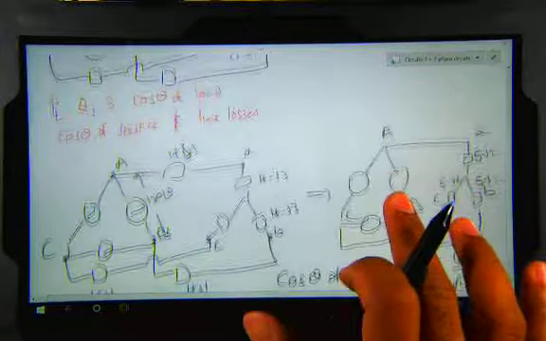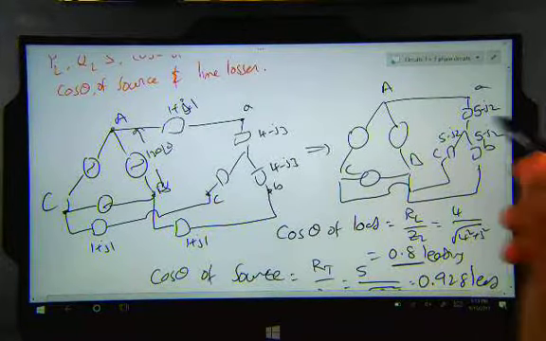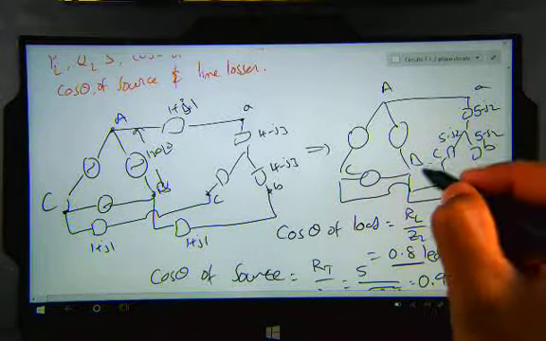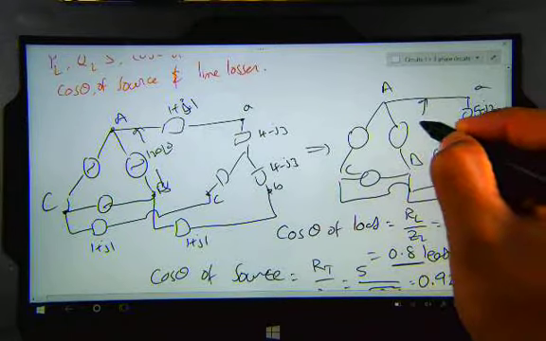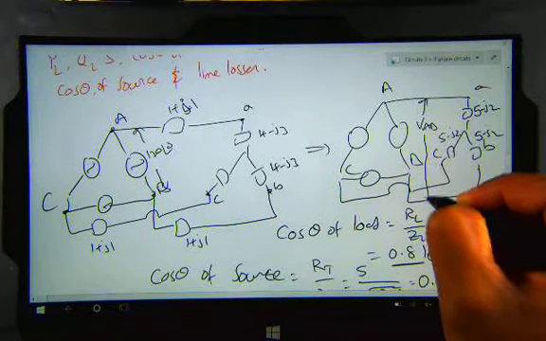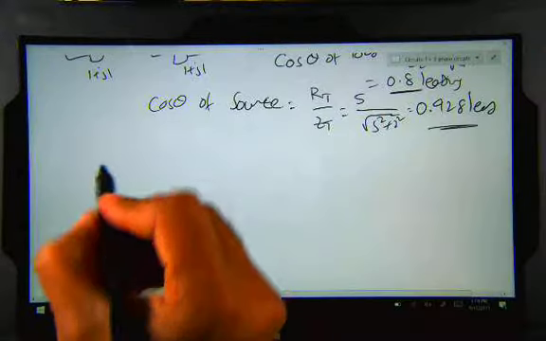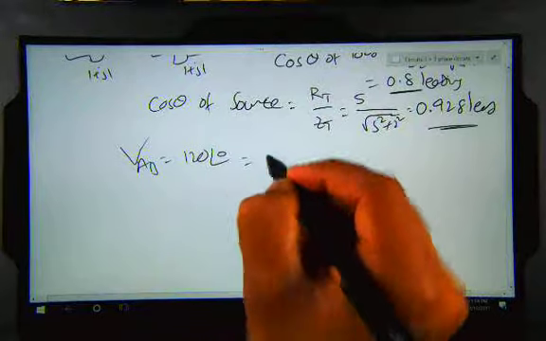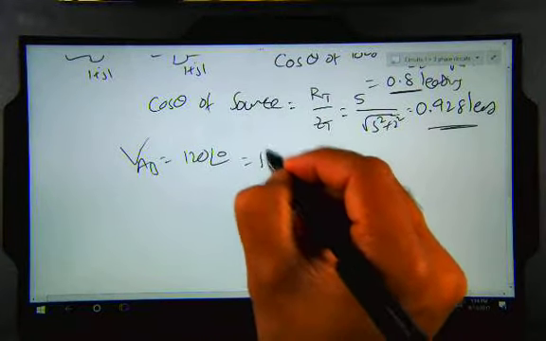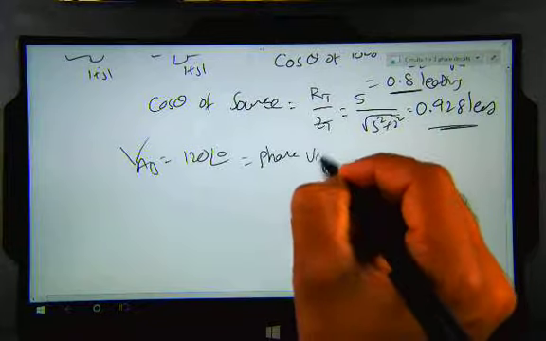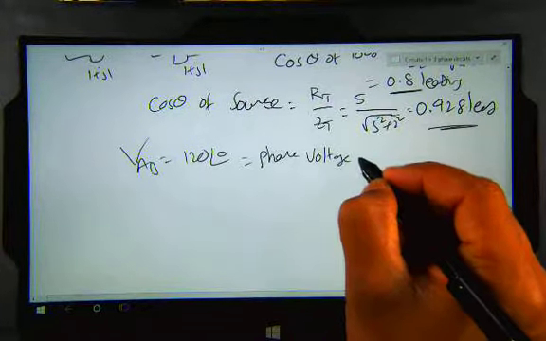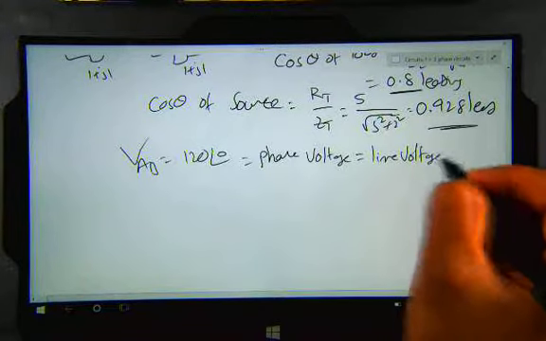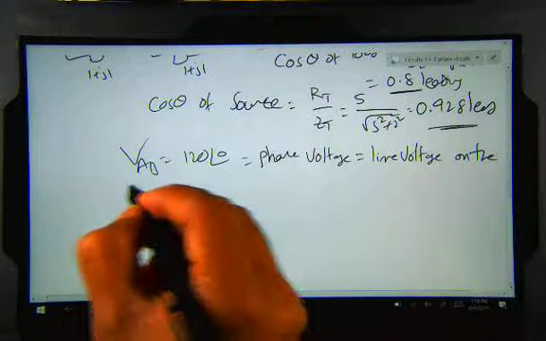Now if you look at the circuit diagram, we have the line-to-line voltage. If you look at VAB, we have VAB equal to 120 at an angle of 0. This is the phase voltage on the source side.